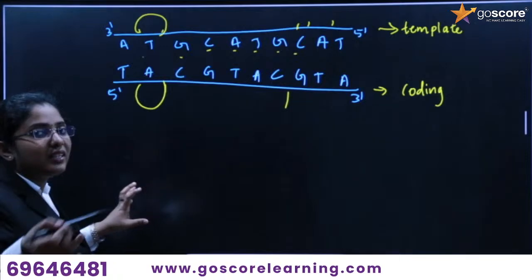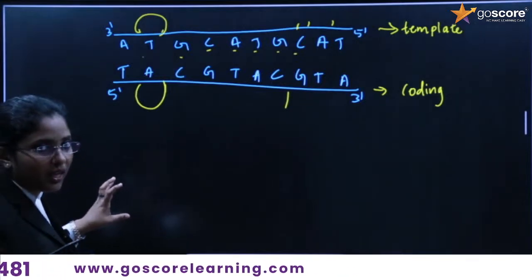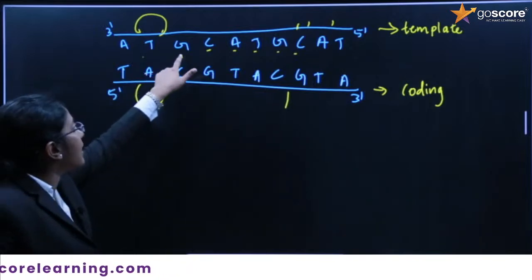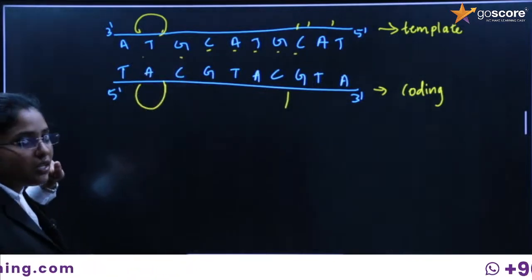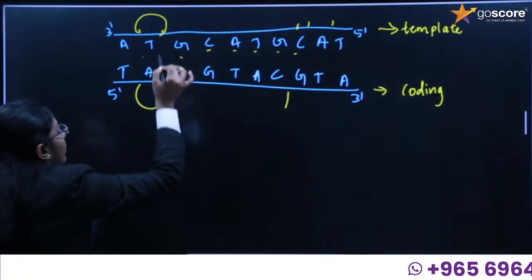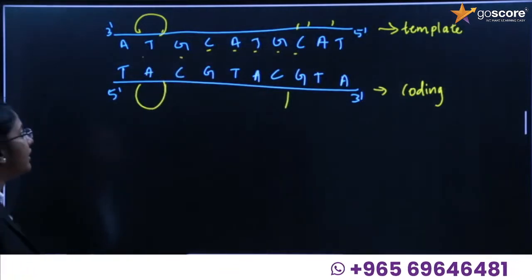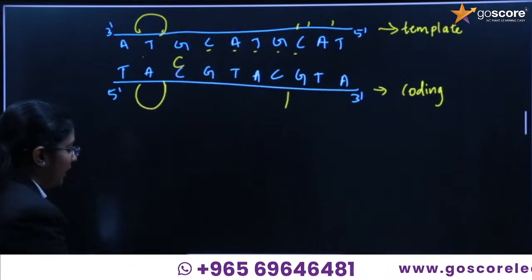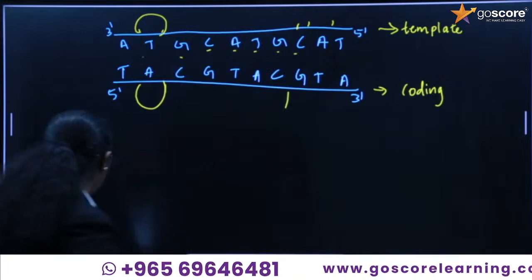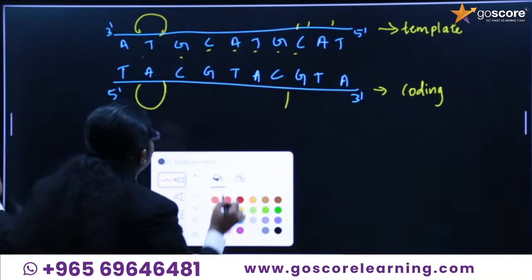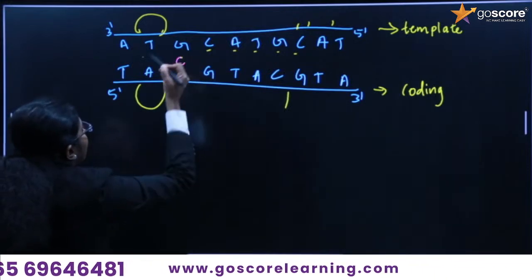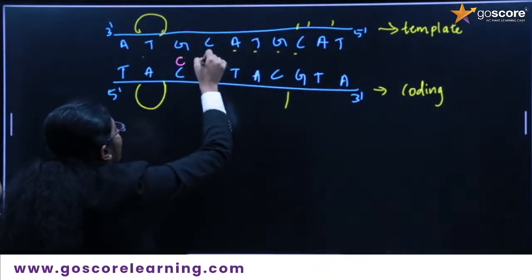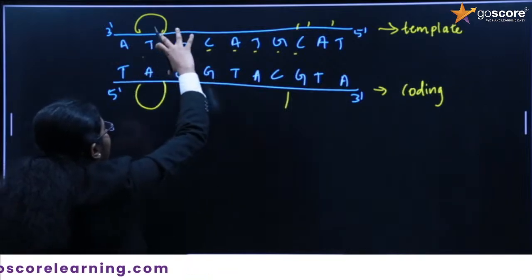So what happens? The synthesis will start, that means the nucleotide has to be added. What is the next nucleotide present here? It is guanine. So who will be complementing guanine? It is cytosine. So we can write it as cytosine. Then here, cytosine, who will be complementing? So this polymerase enzyme comes here.